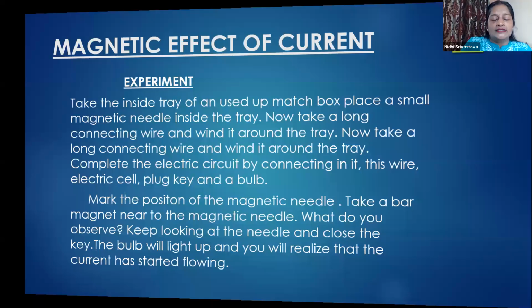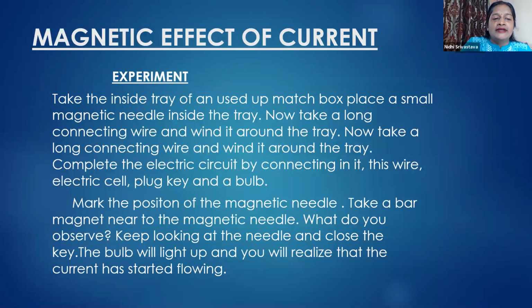Magnetic effect of current. Next. Experiment. Take the inside tray of a used up matchbox, place a small magnetic needle inside the tray. Now take a long connecting wire and wind it around the tray. Now complete the electric circuit by connecting in it this wire, electric cell, plug key and a bulb. Mark the position of the magnetic needle. Take a bar magnet near to the magnetic needle. What do you observe? Keep looking at the needle and close the key.